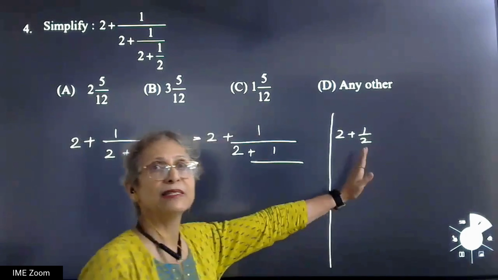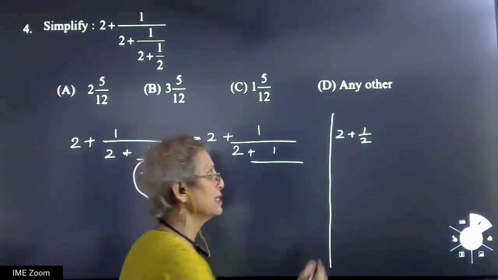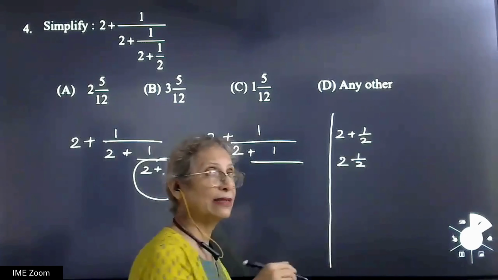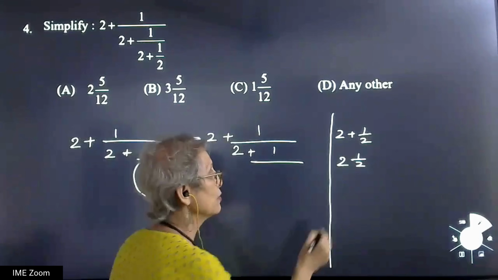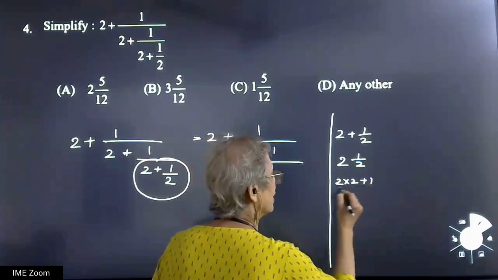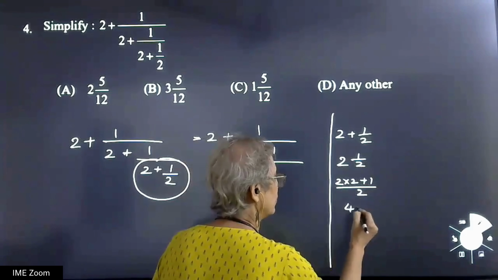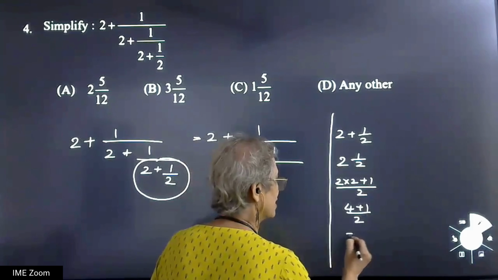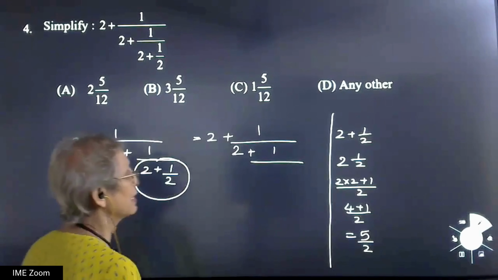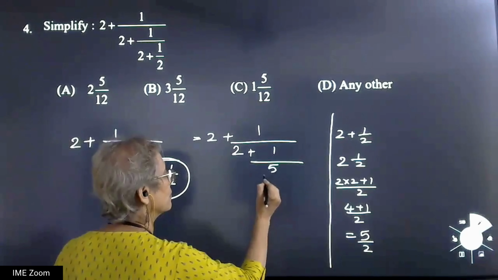This is nothing but a mixed fraction. This is 2 integer 1 by 2. And then how do we convert it into improper? So we multiply them together. 2 into 2 plus 1 upon 2. So that is 4 plus 1 upon 2. And this becomes 5 by 2. Right? So here our answer is 5 upon 2.